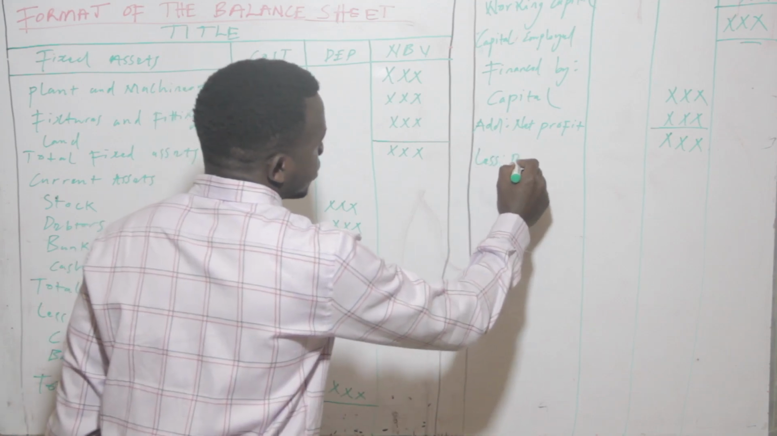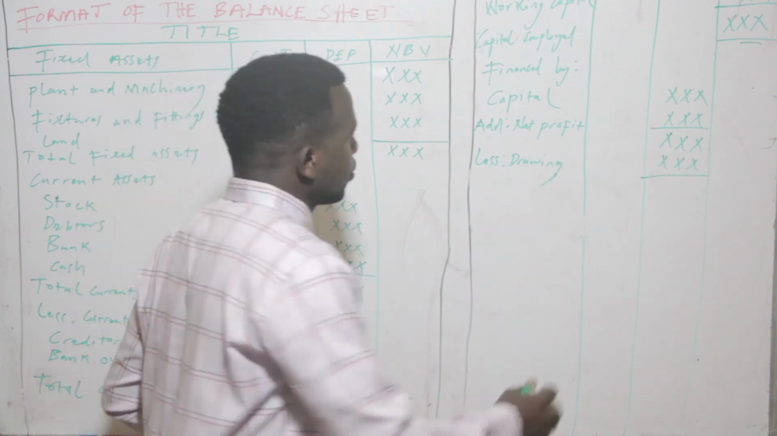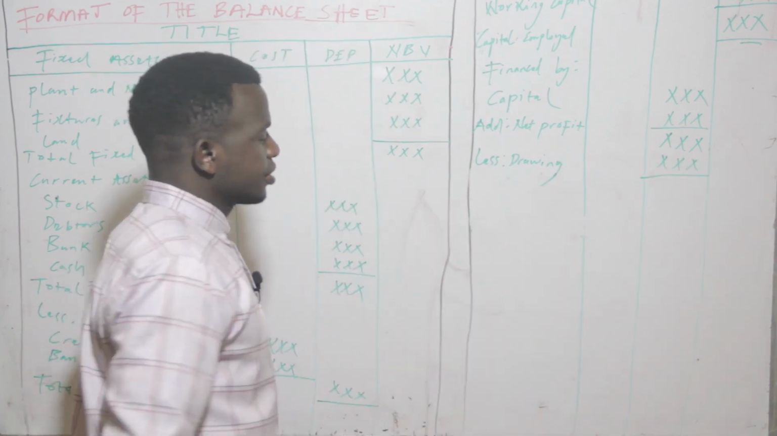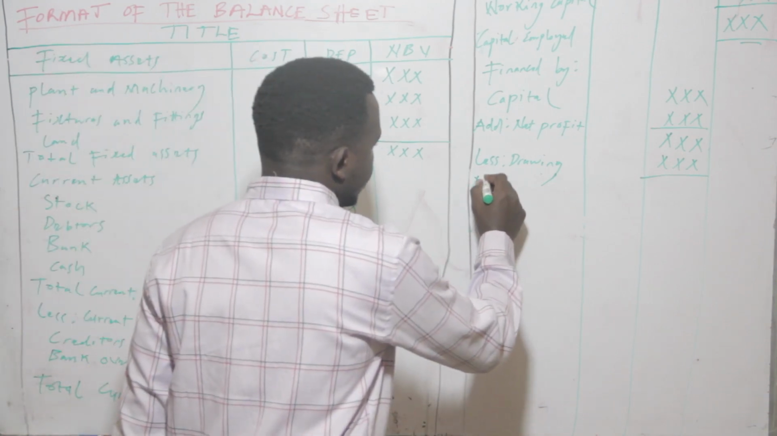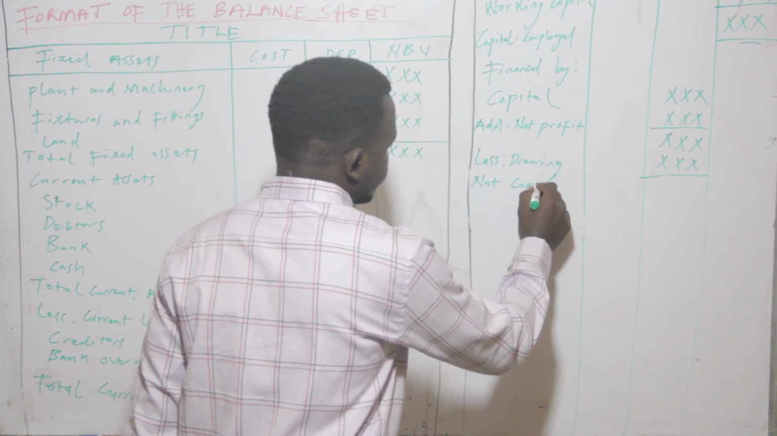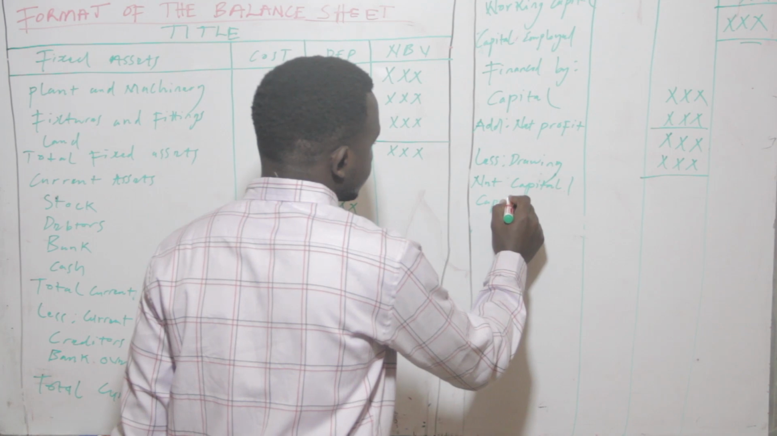In drawings, we know this is the amount of money that is spent on personal use. So here we can say less drawings. So when we find the difference there, we're going to find net capital or capital owned.